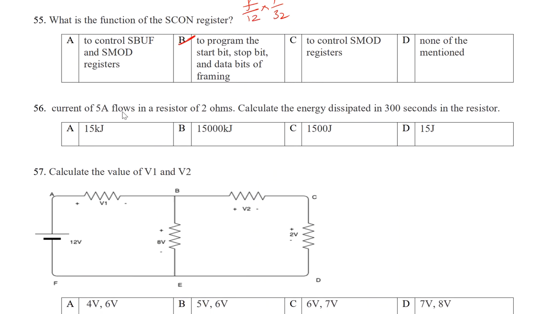A current of 5 amperes flows in a resistor of 2 ohms. Calculate the energy dissipated in 300 seconds in the resistor here. Generally P is equal to I square into R. So I square is 25, into R which is 2, that is 50 watts here. Now energy we need to find, energy is P into T. Power is 50, t is given as 300 seconds. It is 15,000 joules, or 15 kilojoules. So 15 kJ is the right option, A is the right answer.